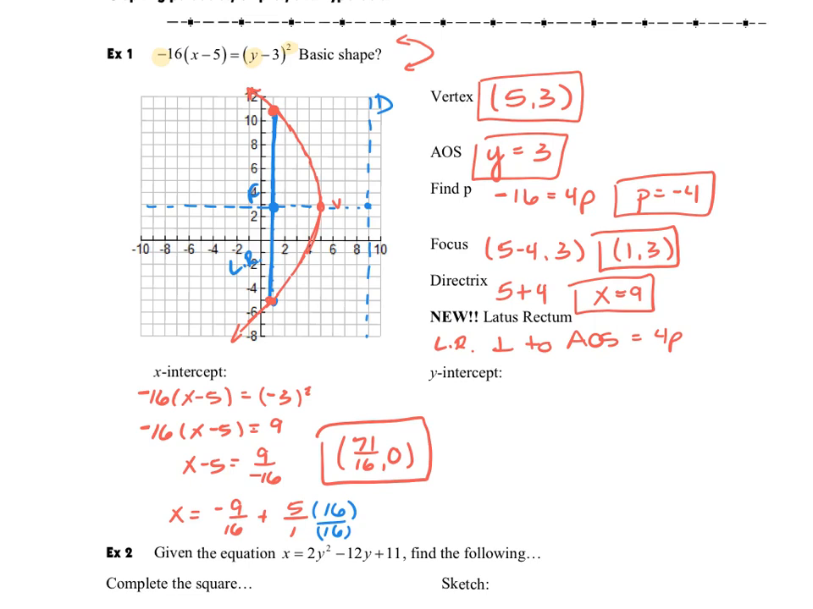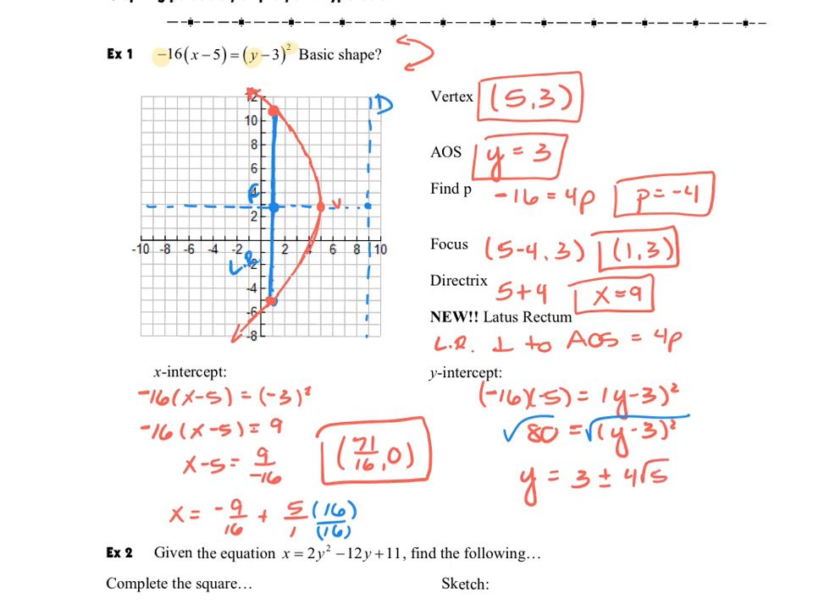Now the y-intercept, we're going to let our x value equal 0 this time. So we'll have our negative 16 times our negative 5. On the right-hand side, we're still going to have that y minus 3 quantity squared. So on that left-hand side, that's going to clean up to an 80. And what you'll notice is that this form sets us up to solve by square roots. So we can take the square root of each side. So we'll have our y equals 3 plus or minus, simplifying that square root of 80 is going to give me 4 radical 5. So then I could write that as an ordered pair.